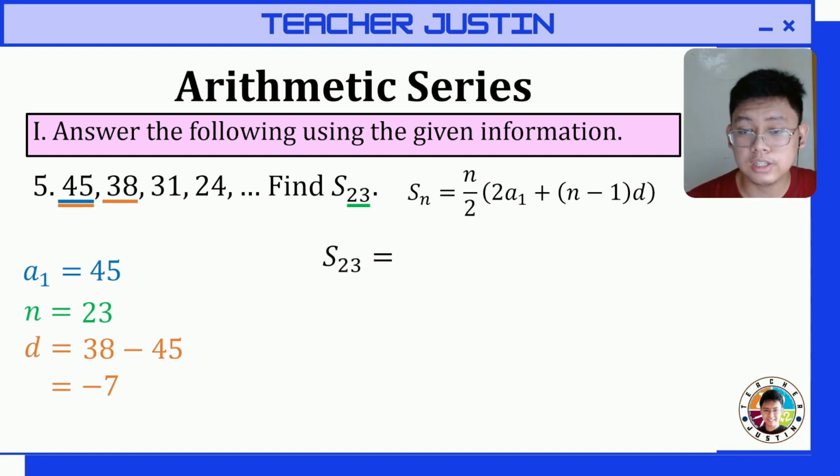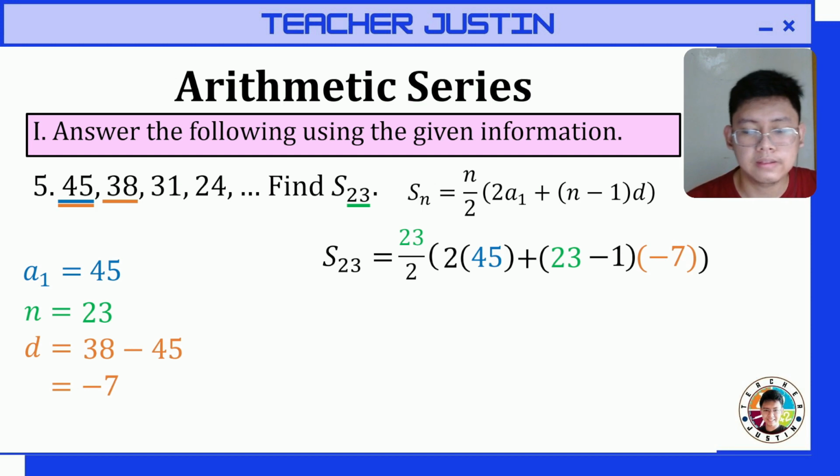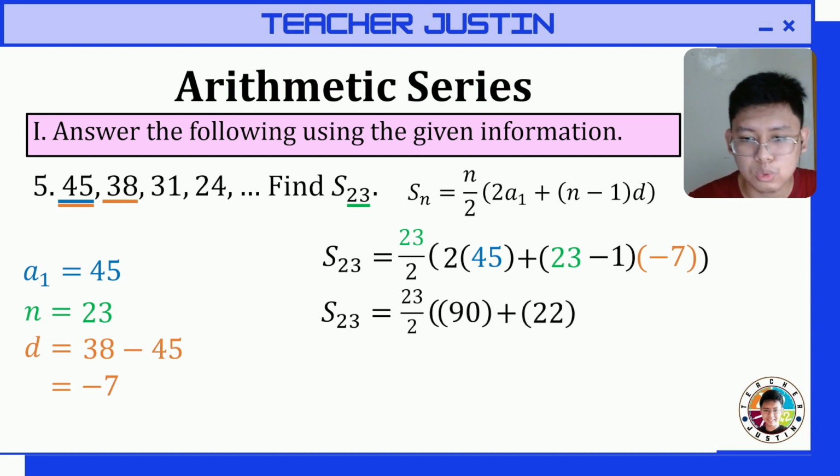Now, let's substitute yung given natin na a sub 1, n, and common difference dito sa ating formula. So, we have S sub 23 is equal to 23 over 2 times the quantity 2 times 45 plus 23 minus 1 times negative 7. Okay. Now, let's simplify this using the order of operation. So, S sub 23 is equal to 23 over 2 times 2 times 45 will be 90 plus 23 minus 1 is 22 times negative 7.